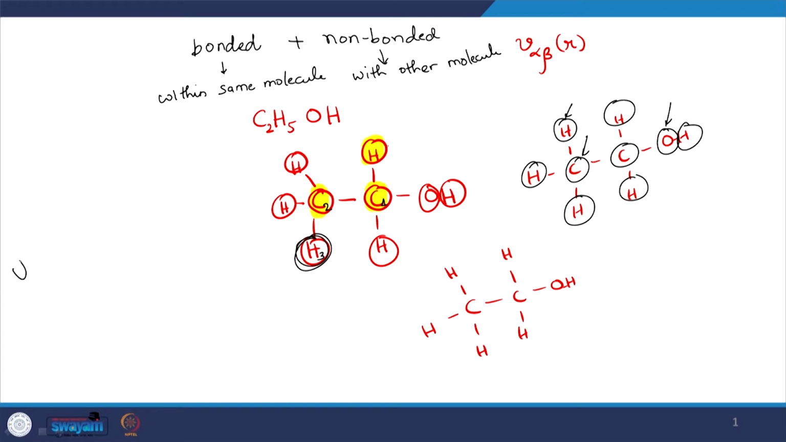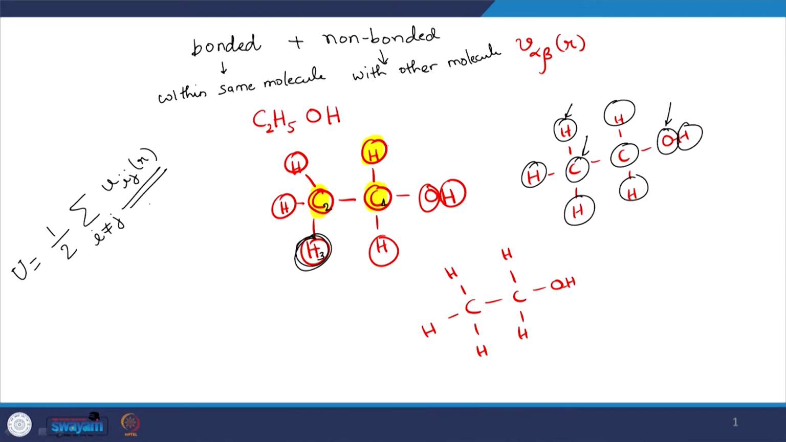Therefore, the energy of the system, I can write in terms of the pair interactions U_ij(r). Just like I was looking at the hydrogen atom here, in the same manner I can pick any of the atoms in the system and compute the interaction between every other atom in the system. In fact, all these individual pair potentials can be broken into two parts, a bonded part and a non-bonded part.